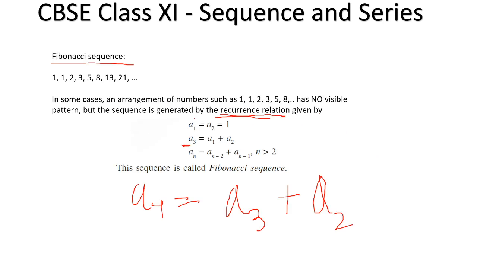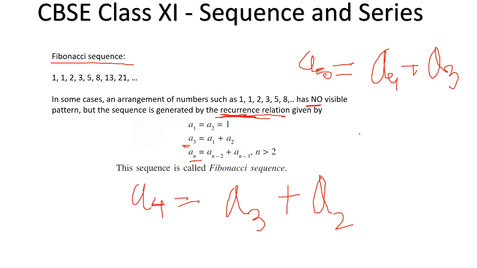So this is the Fibonacci sequence. In some arrangements we have no visible pattern. However, the sequence is generated by a recurrence relation, that is, the next term is the sum of the last 2 terms, where n is greater than 2. For example, a4 is going to be a3 plus a2. Similarly, a5 is going to be a4 plus a3.